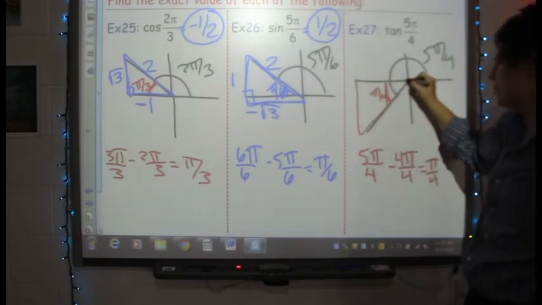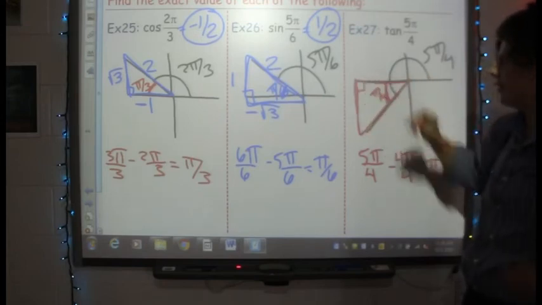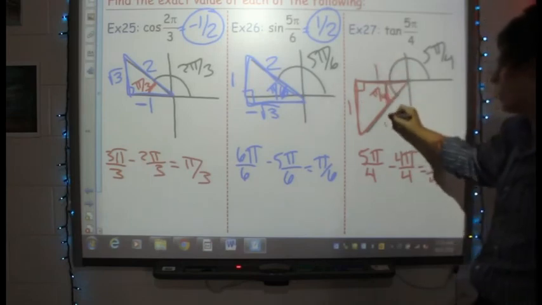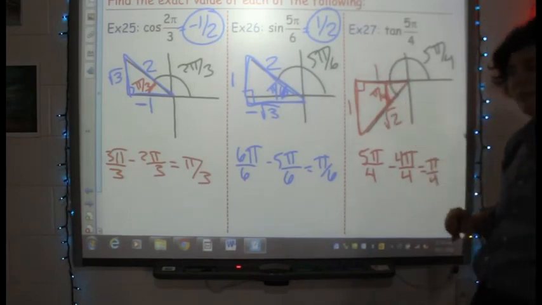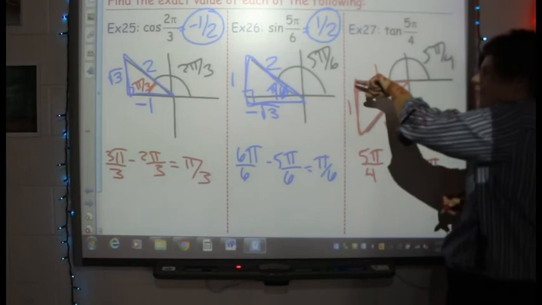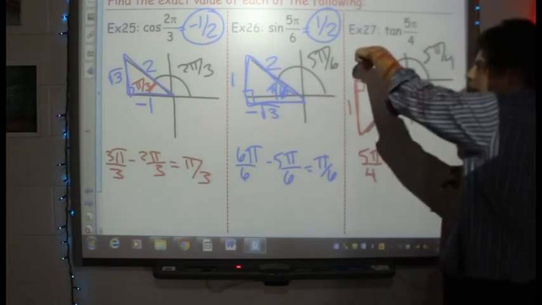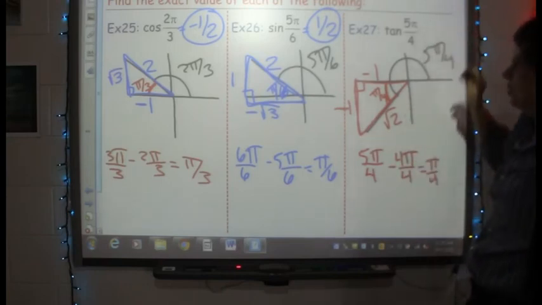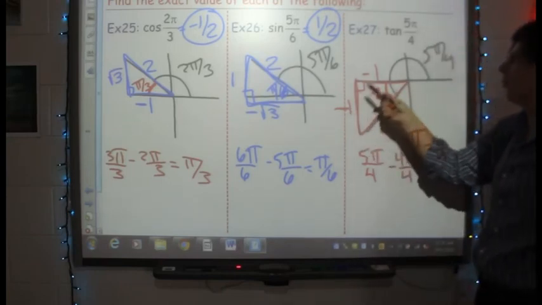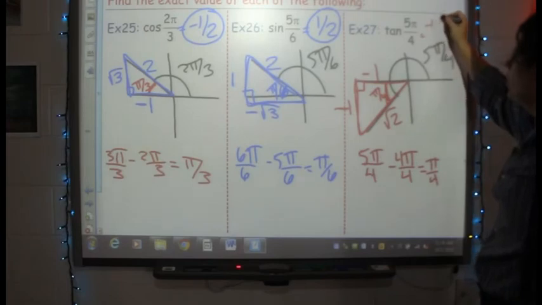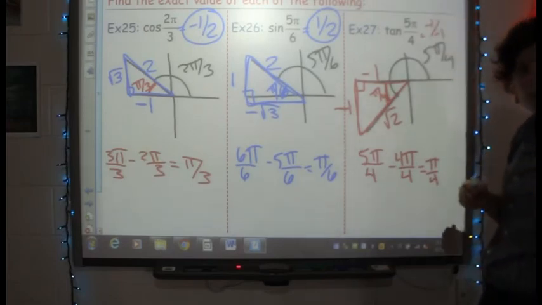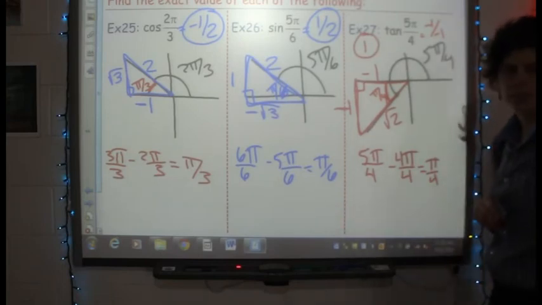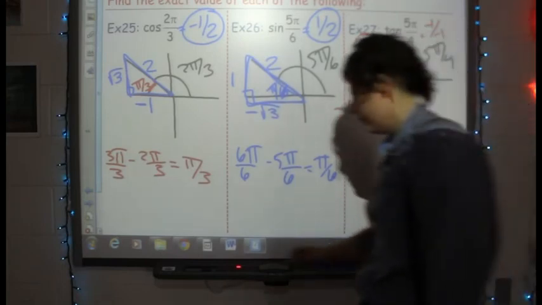That means there's my special right triangle, my pi over 4, pi over 4, pi over 2. So I have 1, 1, square root of 2. However, I'm in the third quadrant, so I went to the left on the x-axis, so it gets a negative. I went down on the y-axis, so it gets a negative. I want tangent. Tangent is opposite over adjacent, so that gives me negative 1 divided by negative 1. Well, what's negative 1 divided by negative 1? Sure enough, it is just 1. Very good. Example number 27 is just 1.